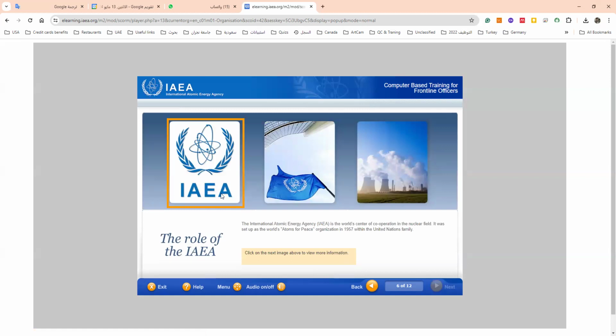Okay, the IAEA, the International Atomic Energy Agency, is the world center of cooperation in the nuclear field. It was set up as the world Atoms for Peace organization in 1957 within the United Nations family. You have to press these two photos, so the next will be activated for you. The agency works with its 150 member states as of September 2009 and multiple partners worldwide to promote safe, secure, and peaceful nuclear technology. The IAEA works for the safe, secure, and peaceful uses of nuclear science and technology.